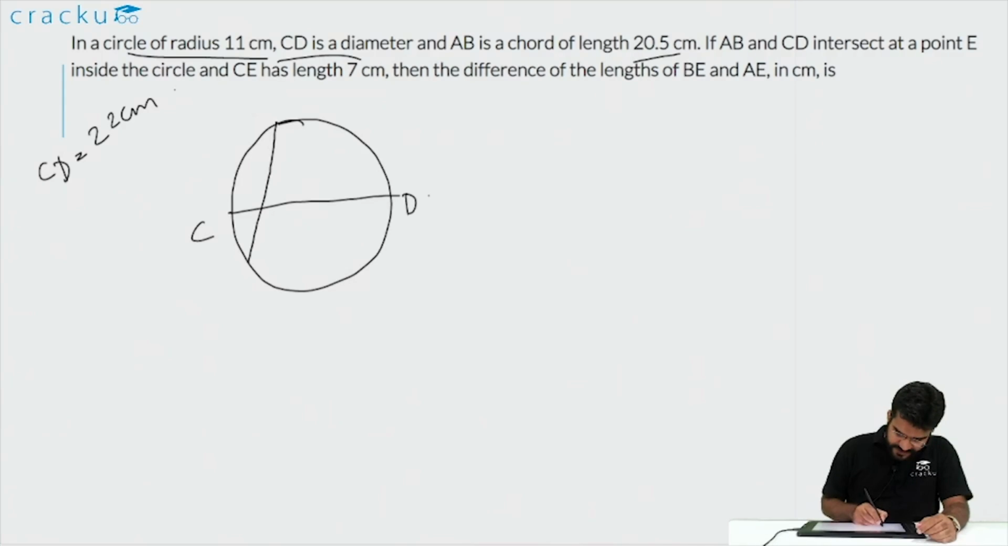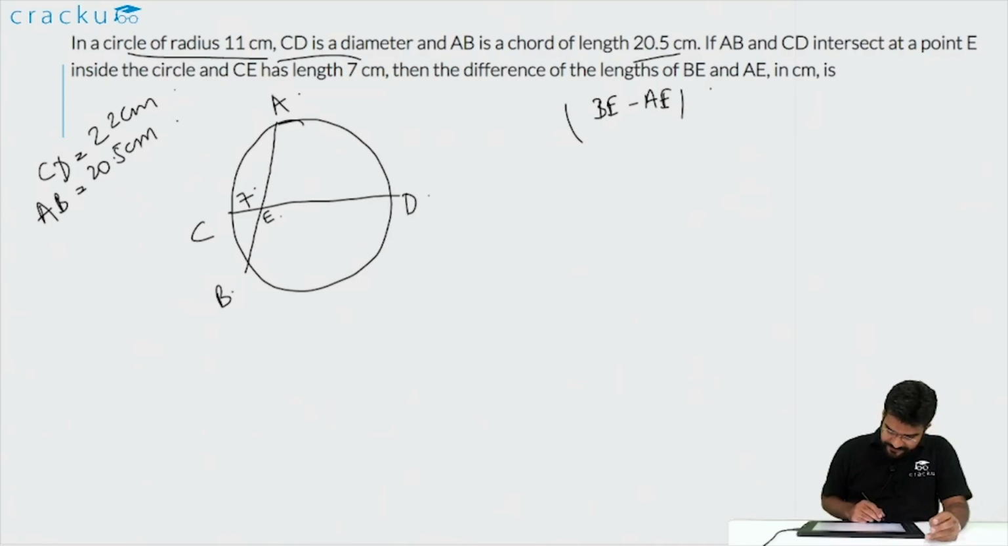So let us assume that this is AB, and the length of AB, it is given, is equal to 20.5 centimeters. CE has a length of 7 centimeters, so this is 7. Then the difference of the lengths of BE, this is E, and AE in centimeters. So we are required to find out BE minus AE. This is the difference. So before we get into it, there is one important theorem in geometry.